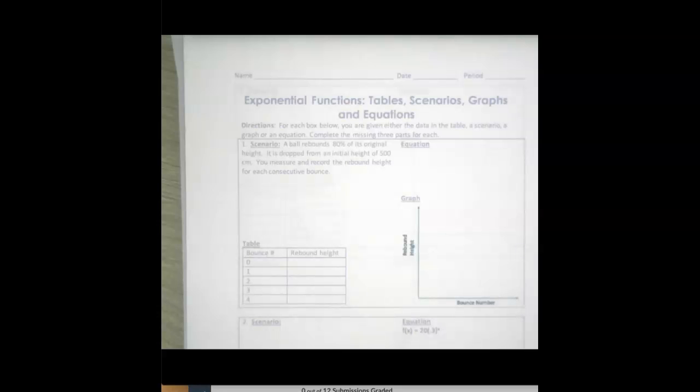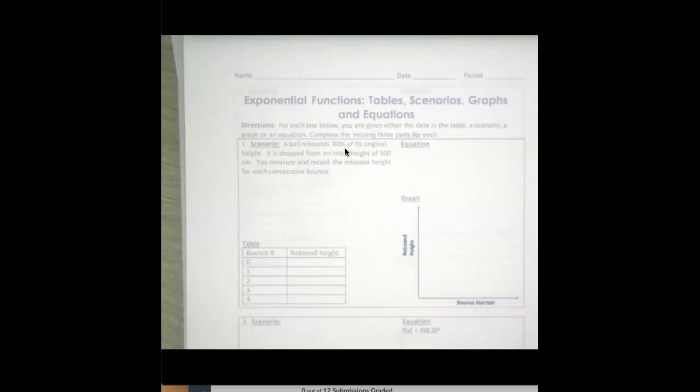Hey guys, as you can see from the title, this is about exponential functions: tables, scenarios, graphs, and equations. You're going to have to represent an exponential function, and you've seen basically all of these before, as a table, as a scenario, as a graph, and as an equation. So that's four different representations for an exponential function.